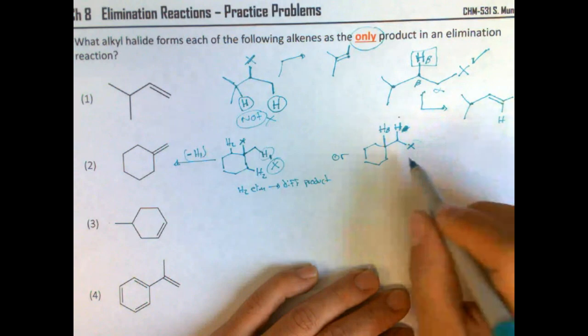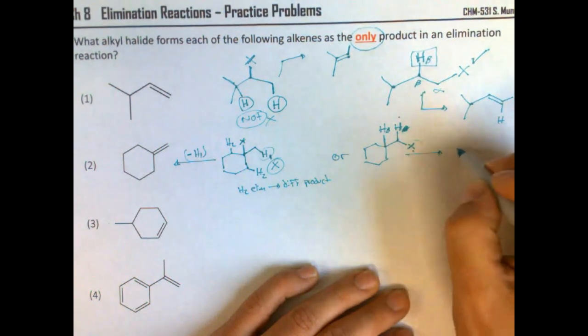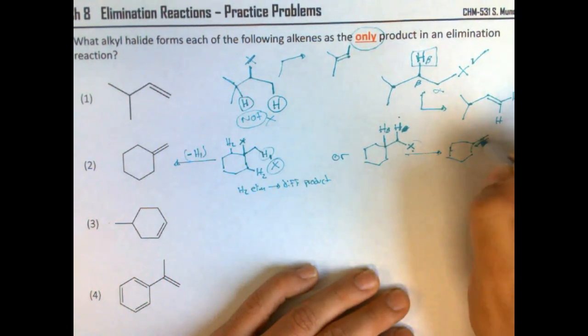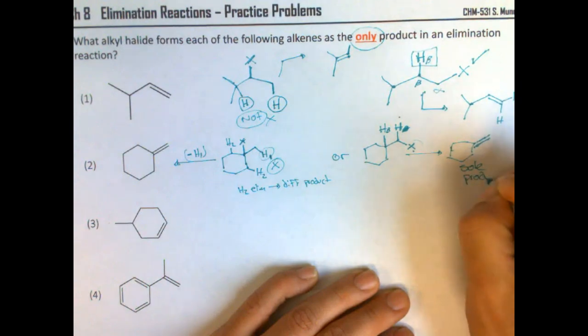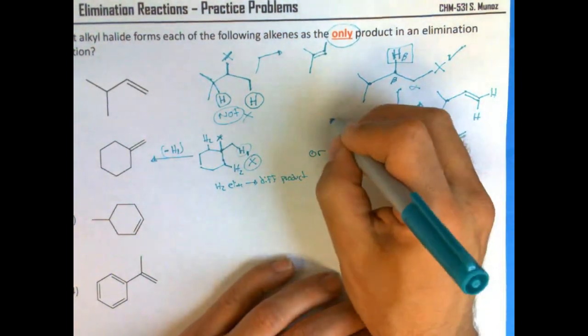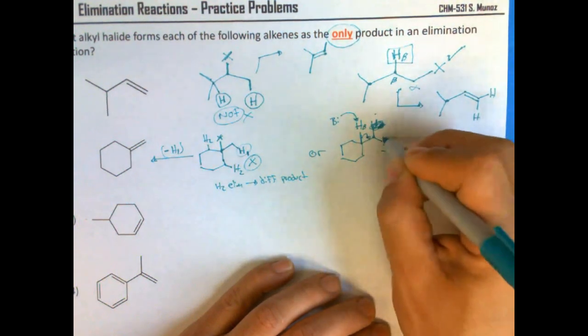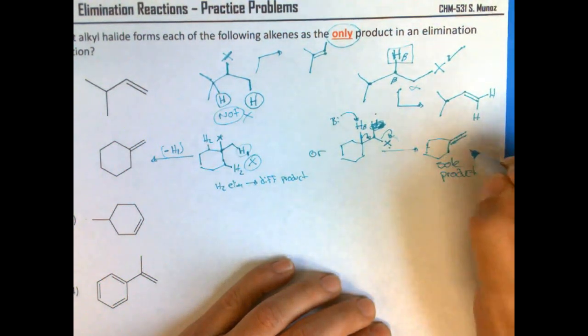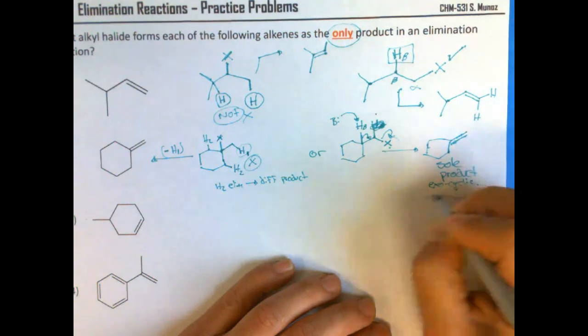And if we remove this beta hydrogen and this halogen, this will give rise to the exocyclic alkene as the sole product. Ignore this because this is not part of the answer. So it would be the base coming in, taking out, and you form an exocyclic double bond.